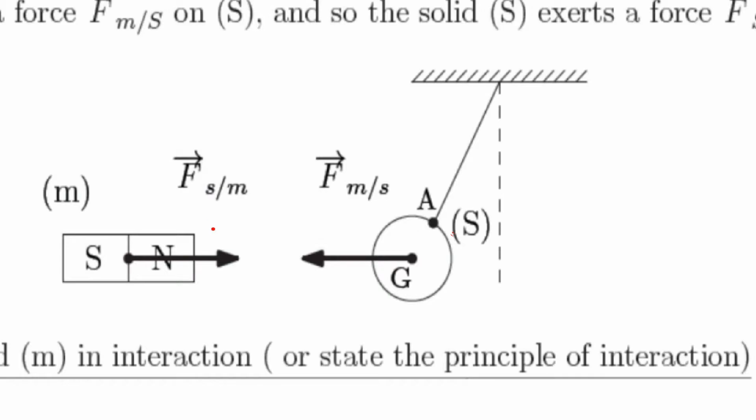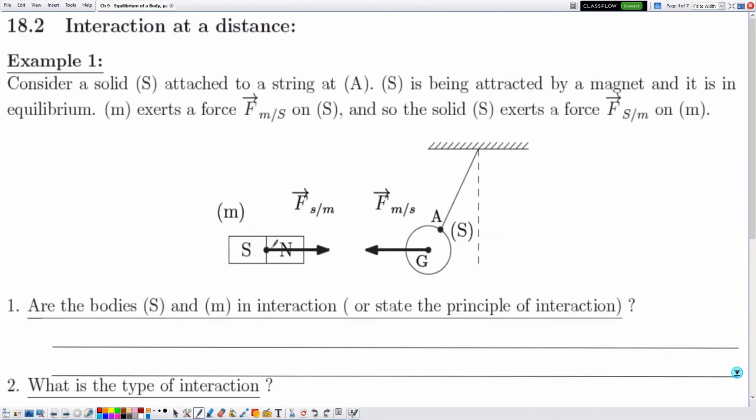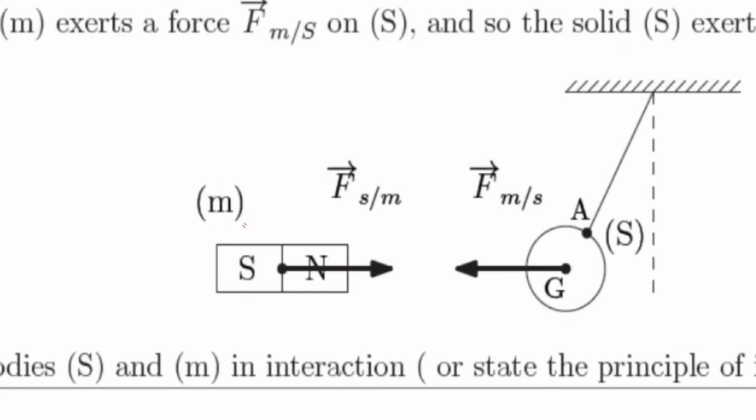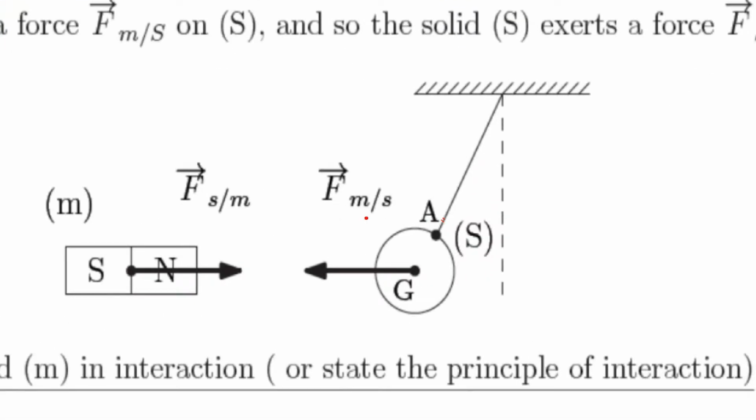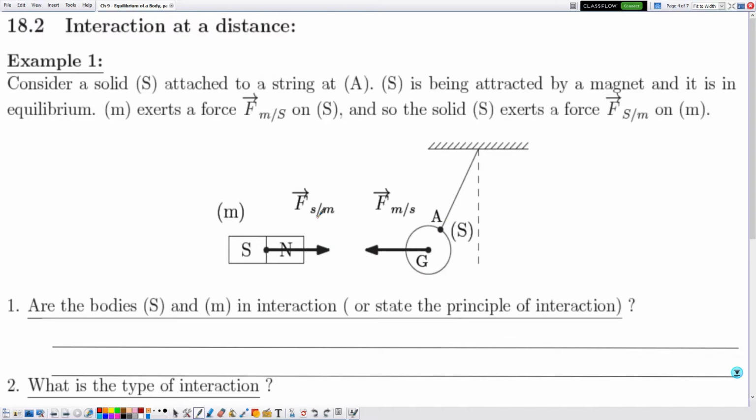Okay, so let me repeat. Here we have two bodies that are in interaction. They are the solid and the magnet. So the first force that we can discuss is the force Fm on S. It's the force exerted by the magnet on the solid. Then according to the principle of interaction, we have another force given by Fs on M, which is the force exerted by the solid on the magnet.